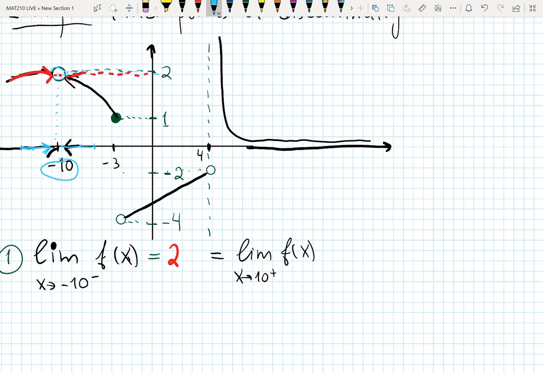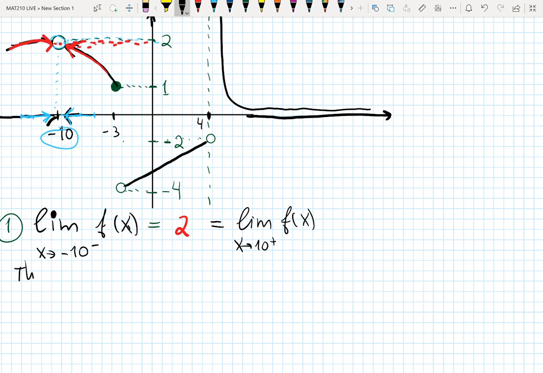When x approaches -10 from the right on the x-axis, what does my y, or f of x, do? It approaches some kind of height. Let's see what height this is. 2. So I can write down they both equal 2. And then I can say thus, the limit as x approaches -10 of f of x exists, and it is 2. So this is the first conclusion.